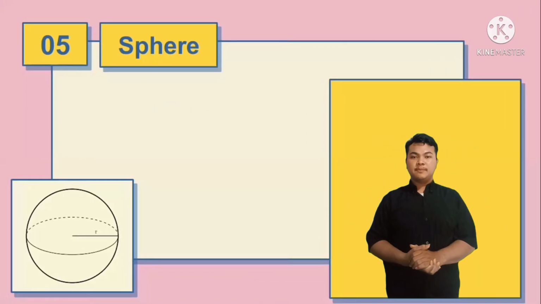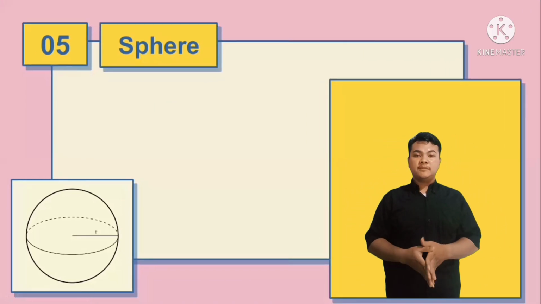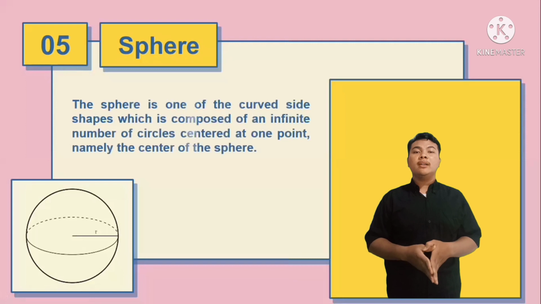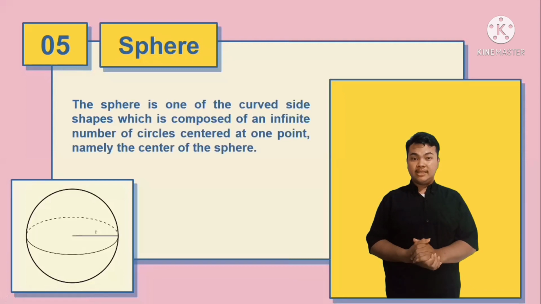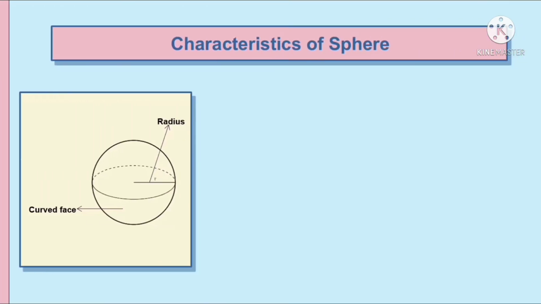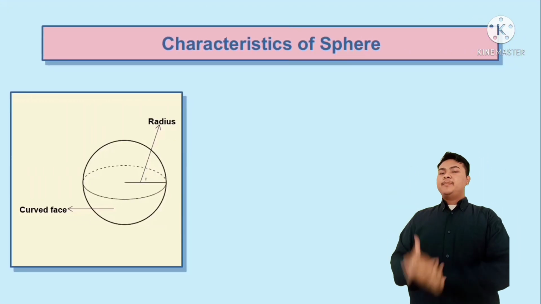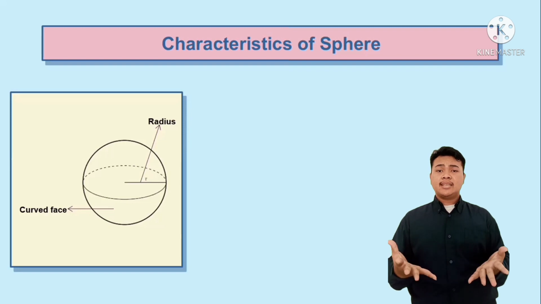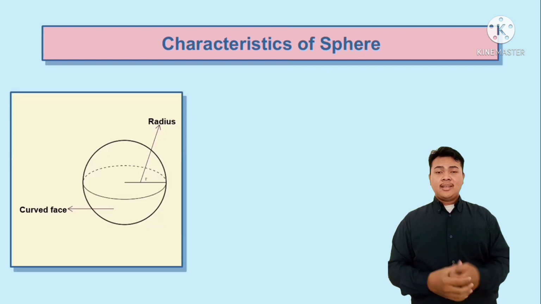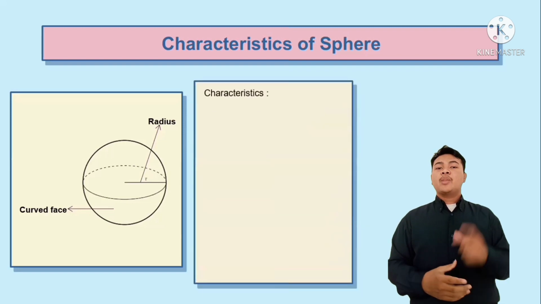Second, sphere. Do you know the meaning of sphere? The sphere is one of the curved side shapes which is composed of an infinite number of circles centered at one point, namely the center of the sphere. See the picture on the side. Do you know the characteristics of the sphere? Okay, I will tell you guys.